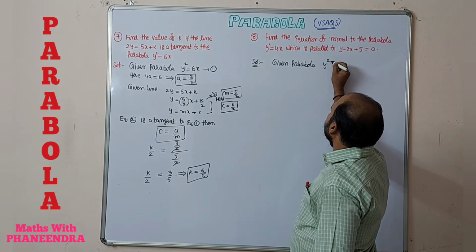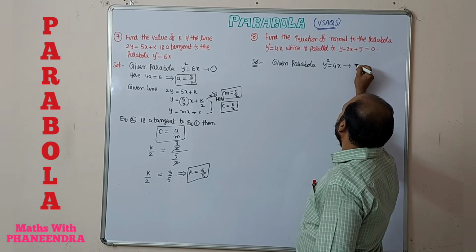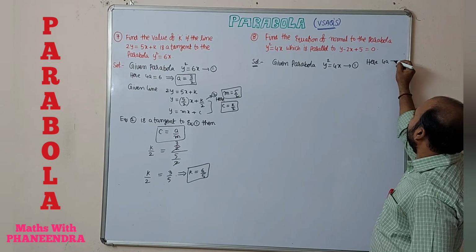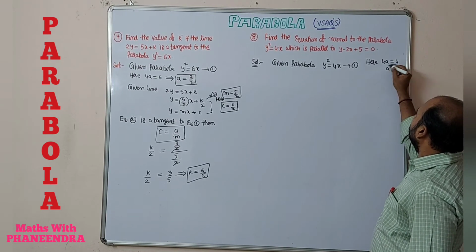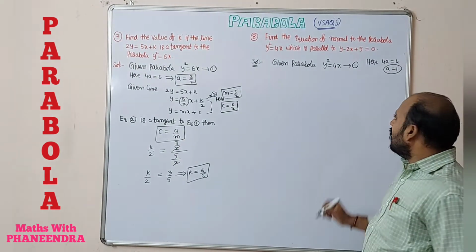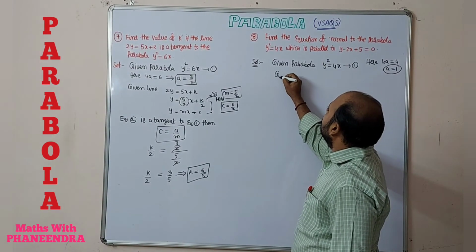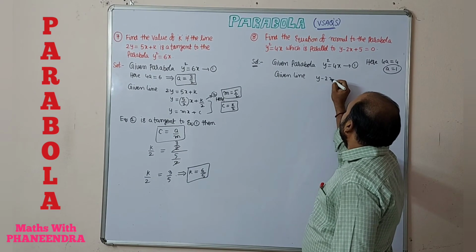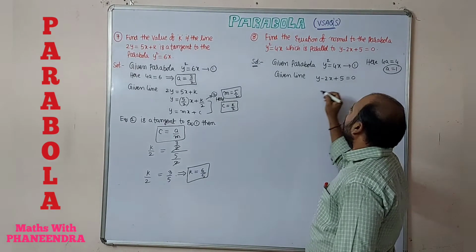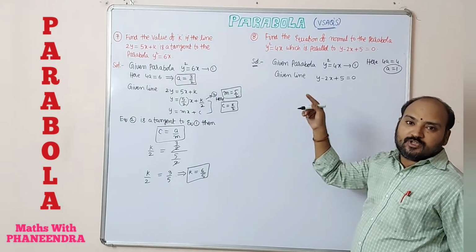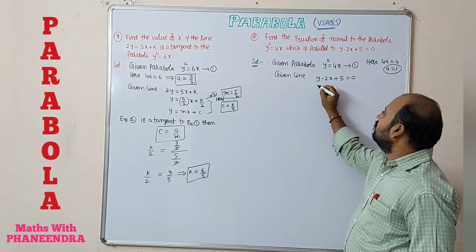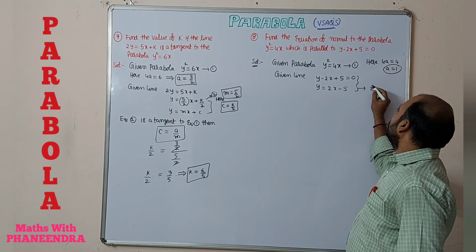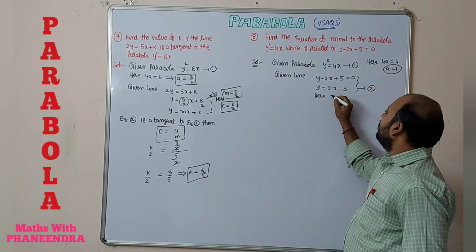So first, given parabola y square is equal to 4x. Keep it as equation number 1. Here 4a is equal to 4, a is equal to 1. After that, given line y minus 2x plus 5 equal to 0. So except this equation I want to keep y is equal to mx plus c form. So y is equal to 2x minus 5. Equation number 2, here m is equal to 2.